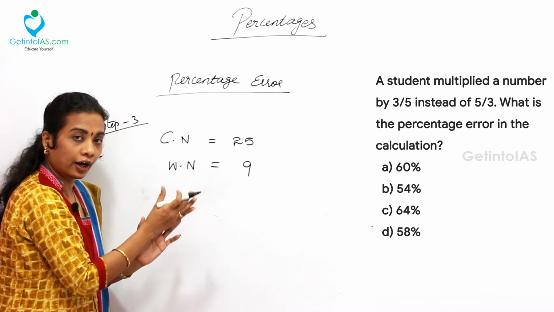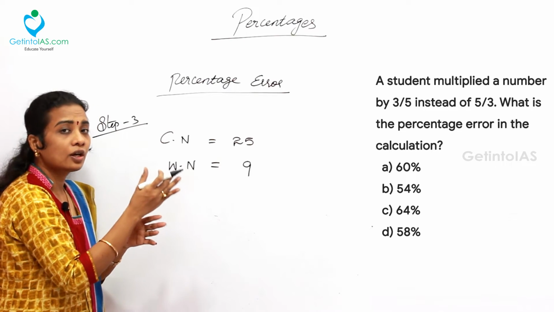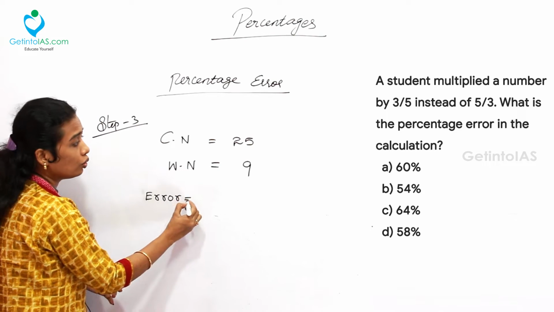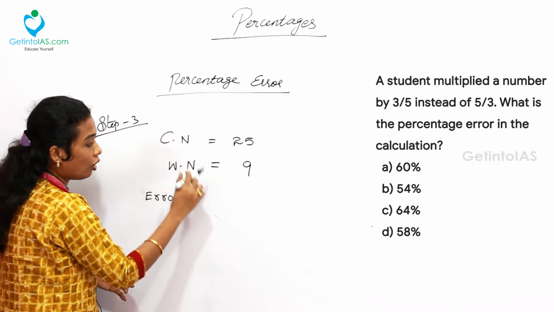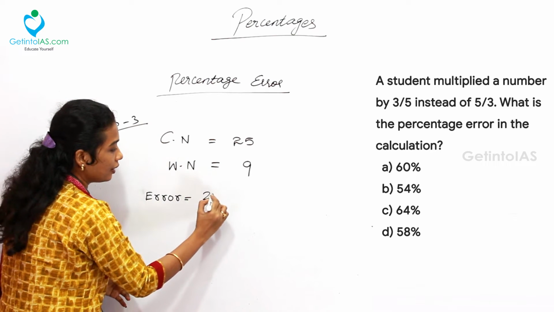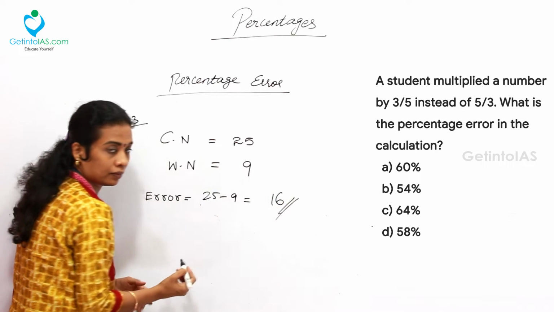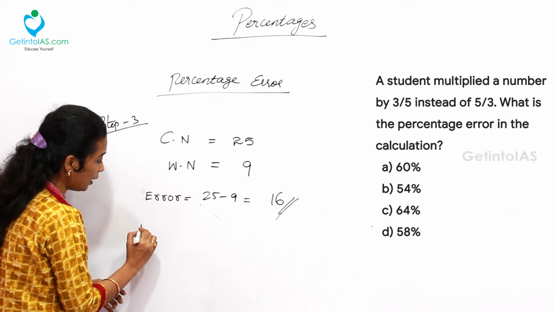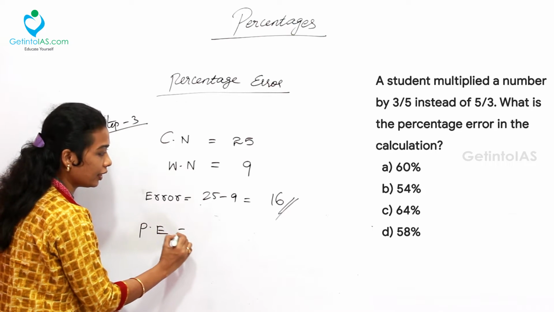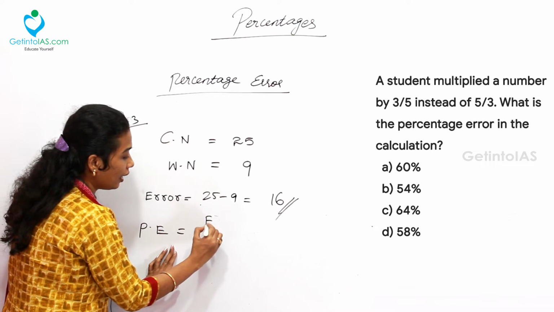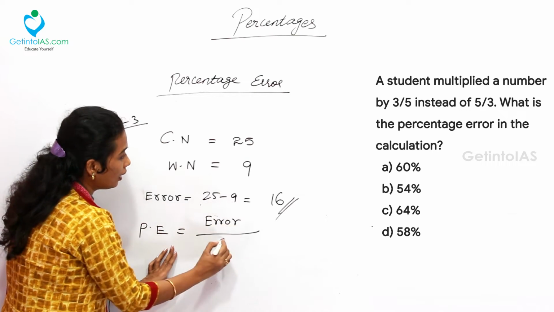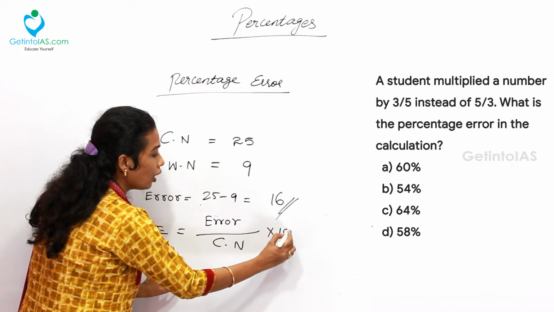Now we need to find the error and error percentage, vice versa. Error is equal to correct number minus wrong number. So 25 minus 9, which is equal to 16. The next one, percentage error or error percentage, we can say that error by correct number into 100.